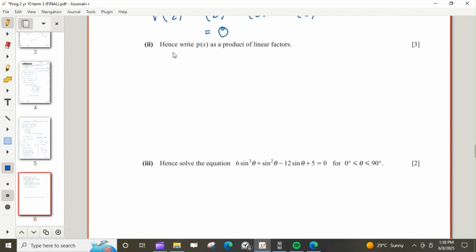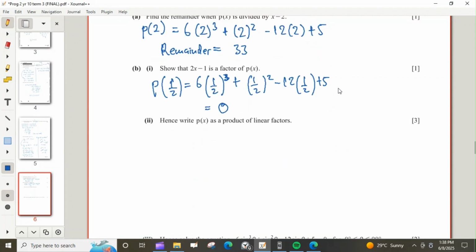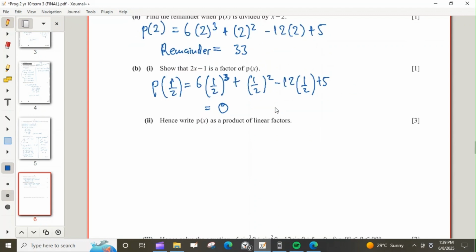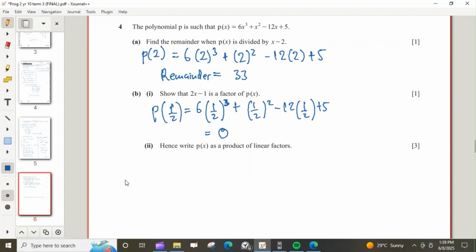All right, hence write p of x as a product of linear factors. Now there are 3 marks. So I'm going to do my long division. We have 2 ways of doing this. You can use the long polynomial division, or you can use the synthetic method. Let me teach you the long polynomial division, then when I finish, I'll come to the synthetic method.